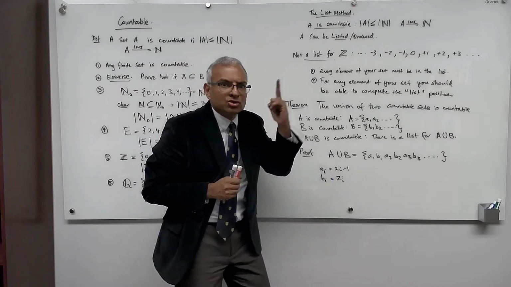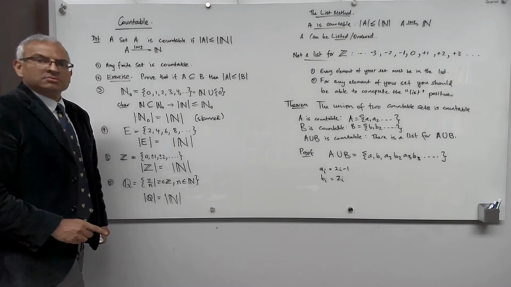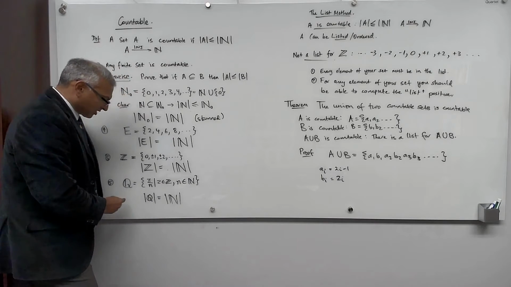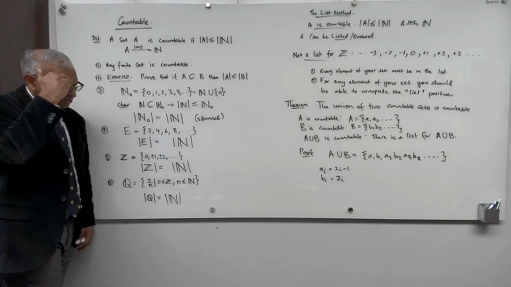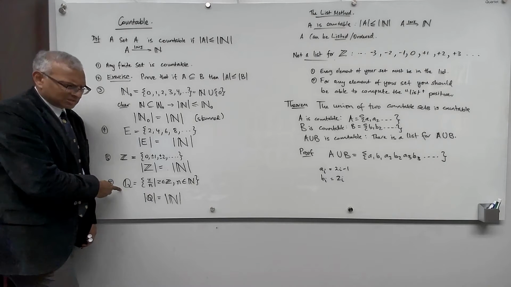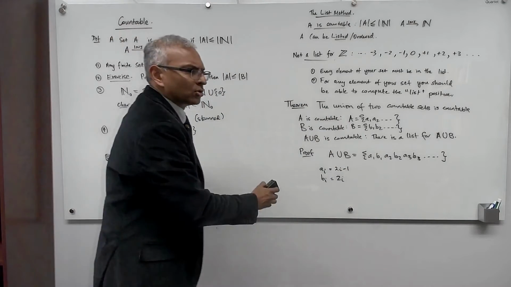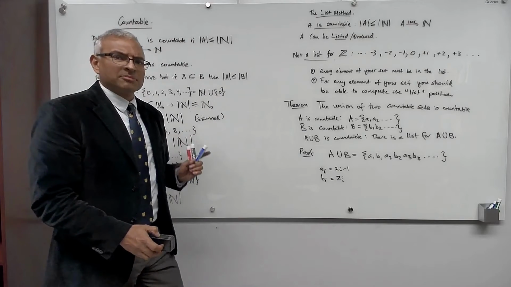We're going to use the list method to show that the rational numbers are countable. So we're going to demonstrate now a list for the rational numbers, and you might be thinking to yourself, how am I going to get a list for the rational numbers? Looks a bit tricky. Okay? So let's erase and show, using the list method, that the rational numbers are countable.